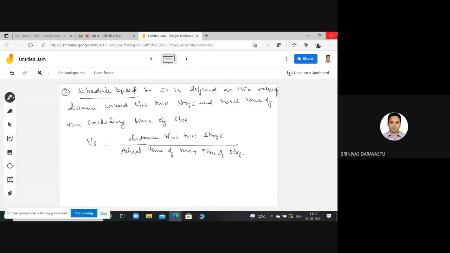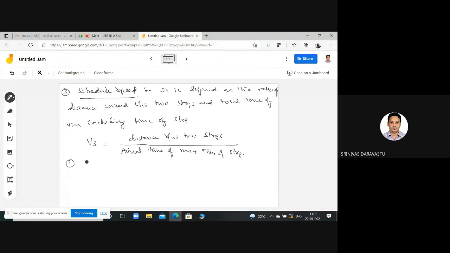Now, in order to have a fairly good scheduled speed for urban and suburban services, the stops must be reduced. It is recommended to have a stop time of 15 to 20 seconds for small distances. And the scheduled speed of a given train when running on a given service and a given distance between the two stations depends upon the following factors.